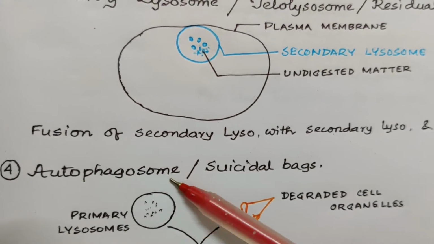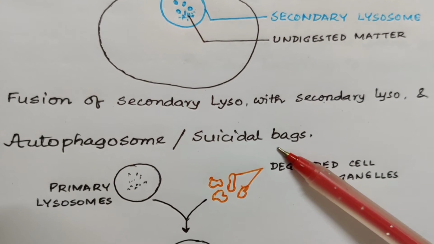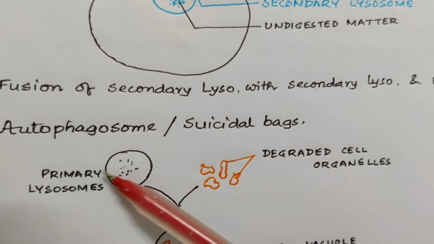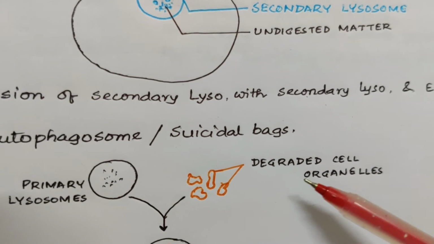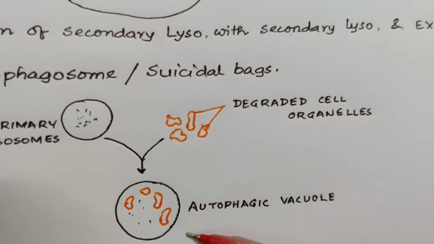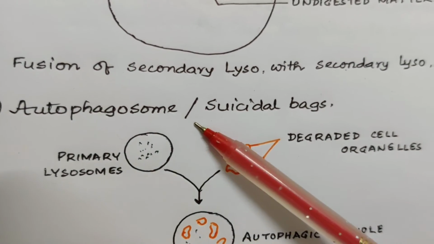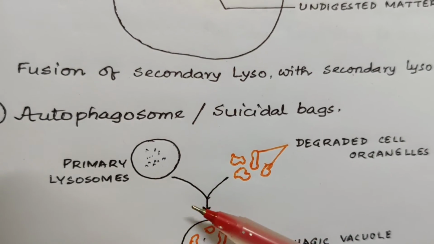Number 4 is autophagosome, or these are actually suicide bags. Here, the primary lysosomes fuse with the degraded cell organelles and form autophagic vacuoles or autophagosomes. So, this is about lysosome.